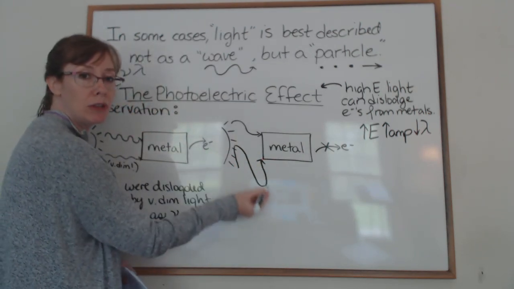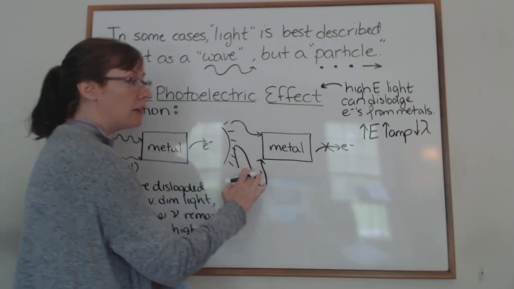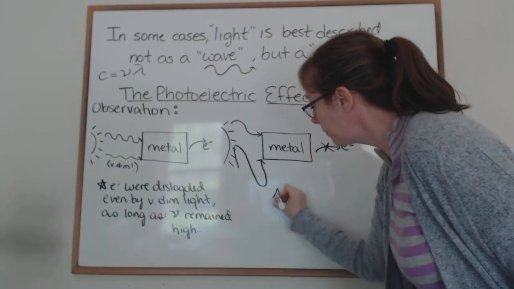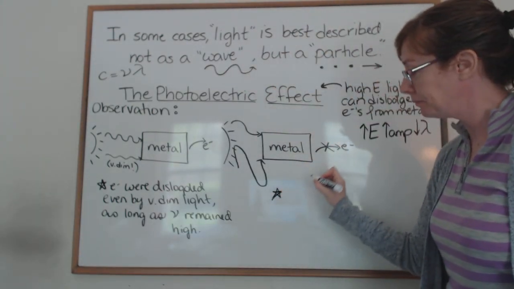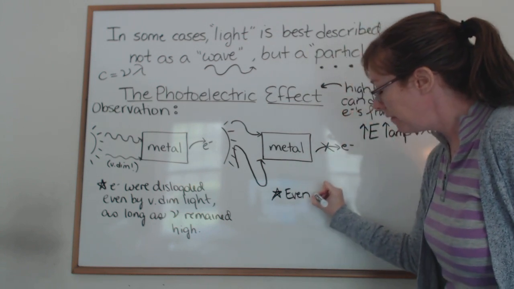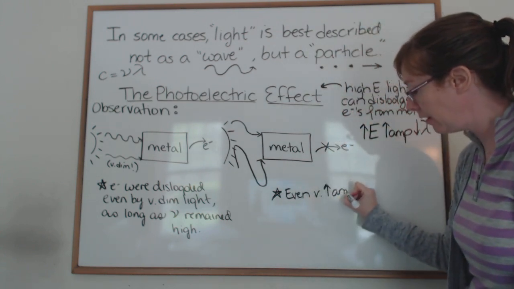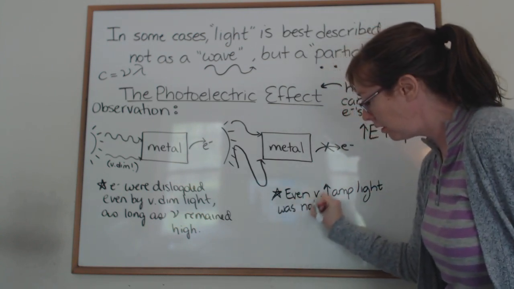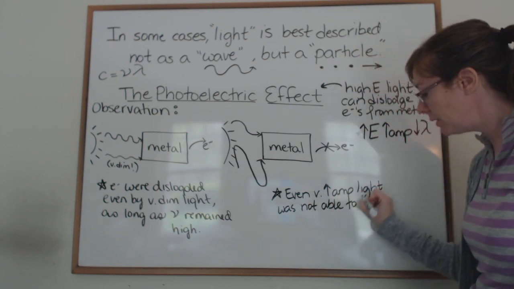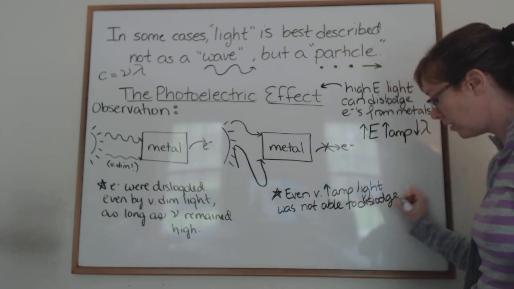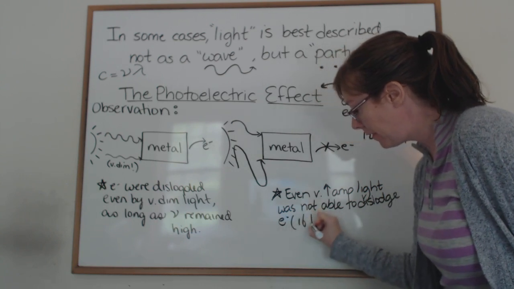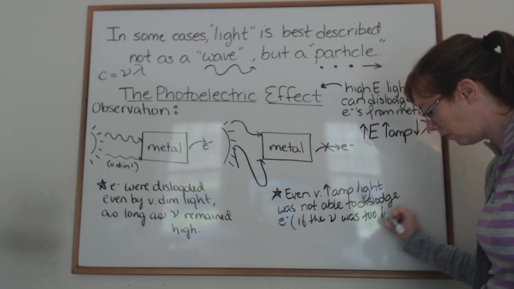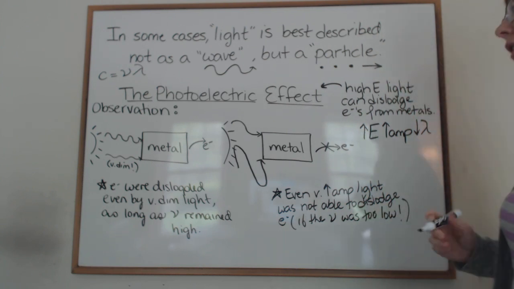Look how high the amplitude is. Look how large the amplitude is. And once again, no electrons were dislodged. So if you wanted to make a key point over here, it's that even very high amplitude light was not able to dislodge electrons if the frequency was too low. And that's what's called the photoelectric effect.